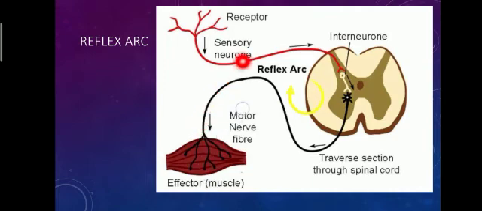The path through which the impulse moves from the receptor to the effector is known as the reflex arc. So this was the end of the chapter.